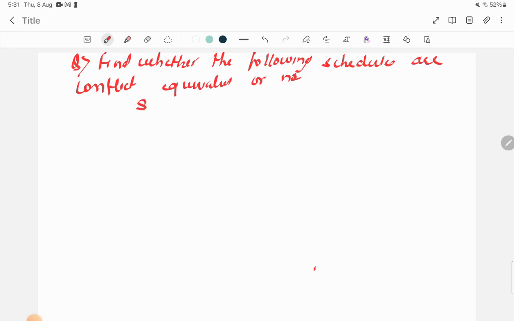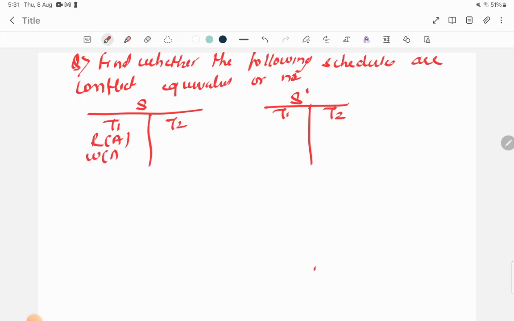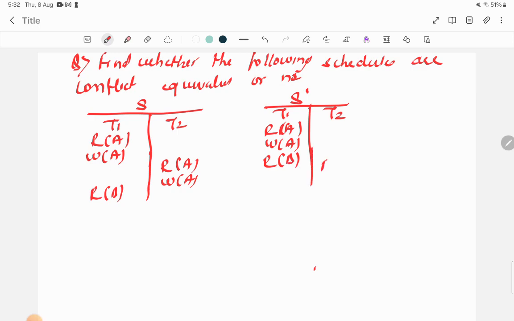So the first schedule is this one, and the second schedule S dash is this one, where we have two transactions T1 and T2. Here also we have two transactions T1 and T2. In T1 we have read of A, write of A, read of A, write of A, and finally read of B. In the second, we have read of A, write of A, read of B, read of A, and write of A. So we have to check whether S is conflict equivalent to S dash.